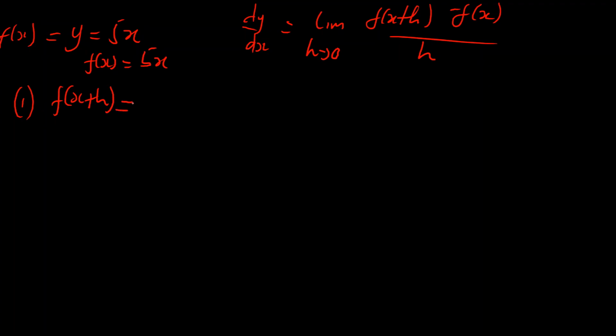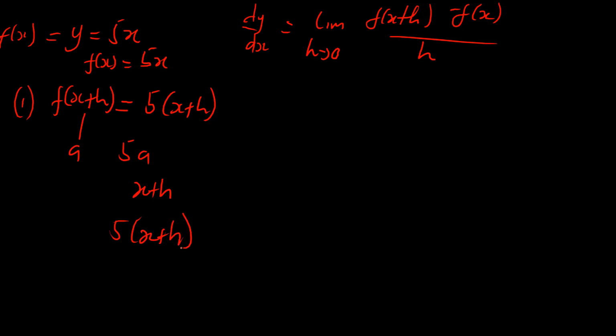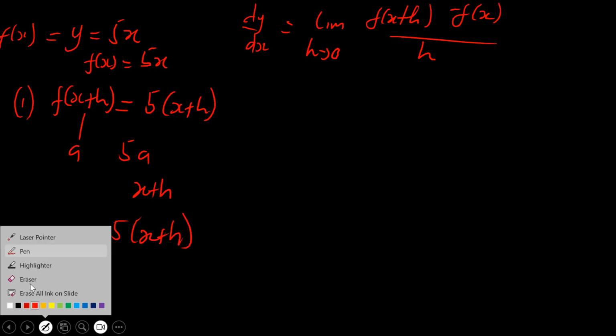This is going to be 5 times x plus h, right? Just assume this is one variable and substitute into the function. So let's say this was e, it is going to be what? 5e, right? But then e is x plus h. So it's going to be what? 5 times x plus h, right? That is it. So always assume it is one variable and then substitute into the function given.